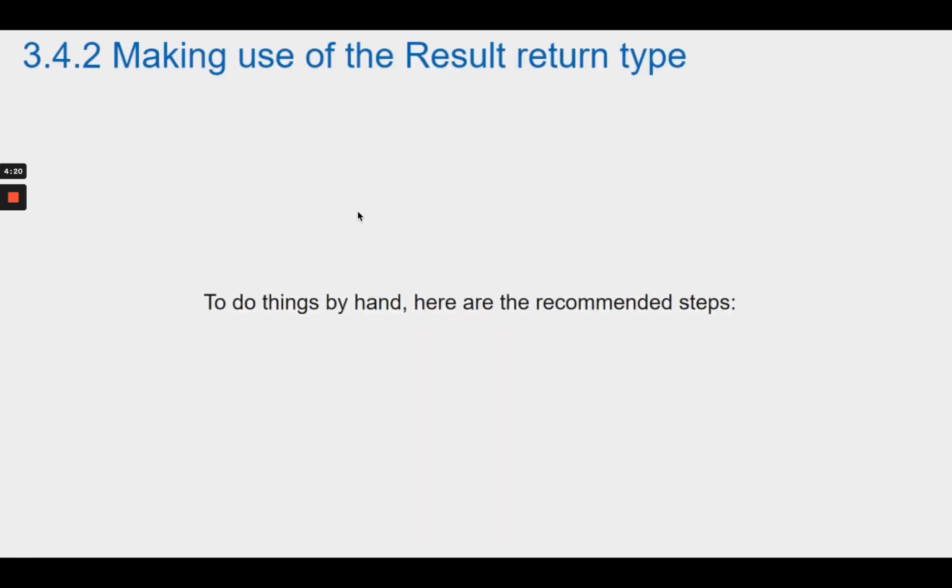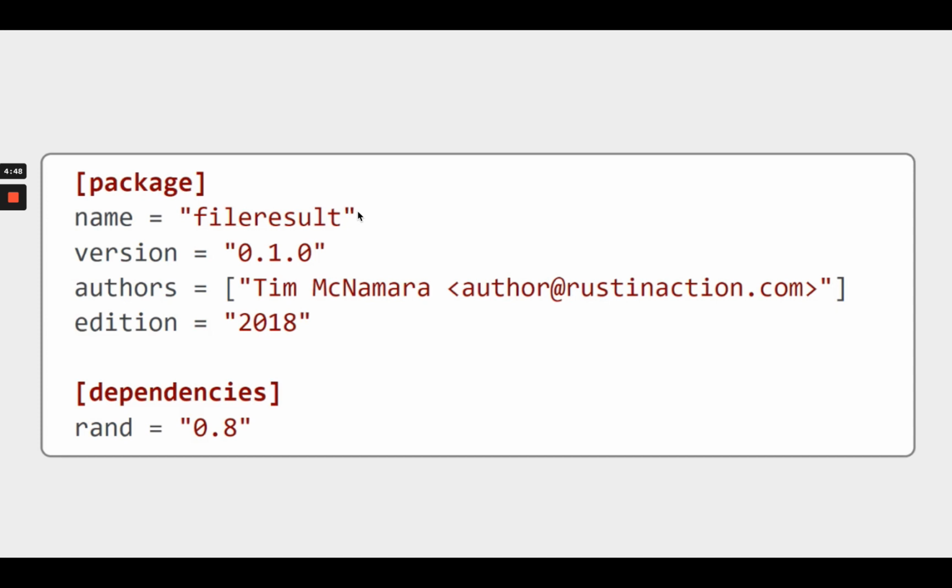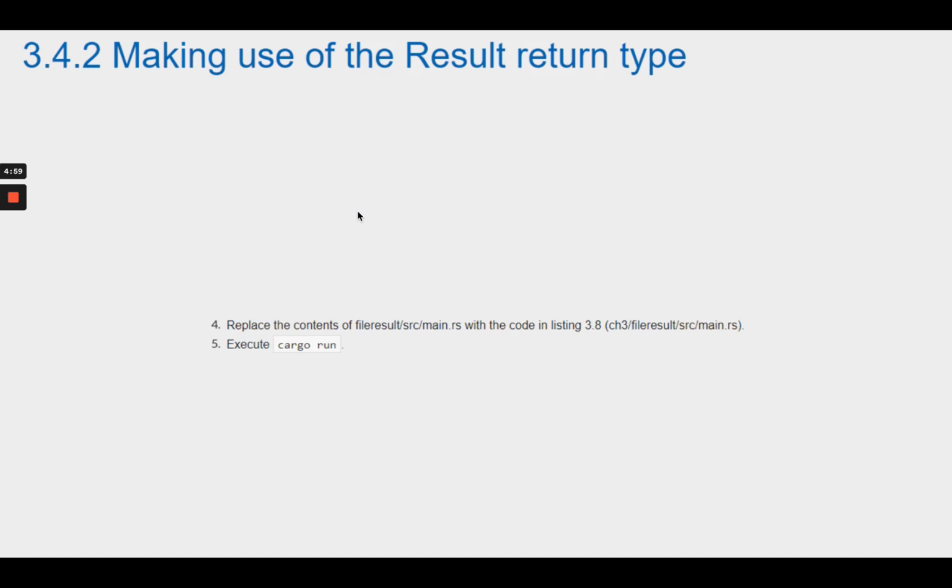To do things by hand, here are the recommended steps. 1. Move to a scratch directory, such as /tmp. For example, cd $TMP, or cd %TMP% on MS Windows. 2. Execute cargo new --bin file-result. 3. Ensure that the crate's Cargo.toml file specifies the 2018 edition and includes the rand crate as a dependency. 4. Replace the contents of file-result/src/main.rs with the code in Listing 3.8, ch3/file-result/src/main.rs. 5. Execute cargo run.